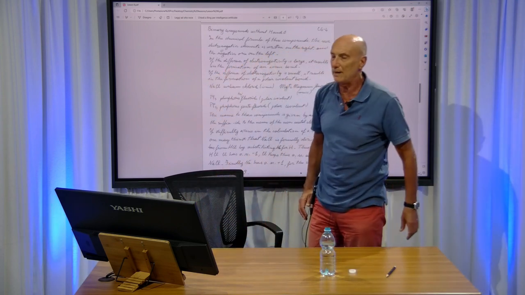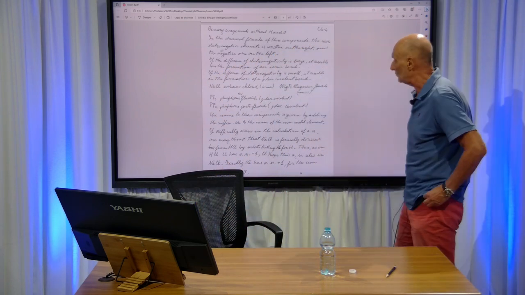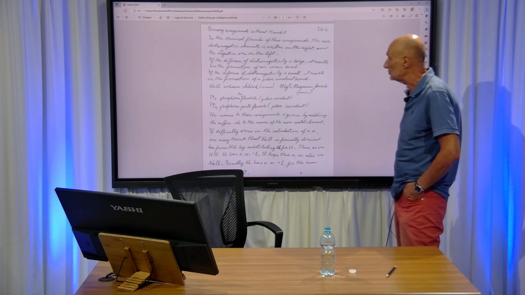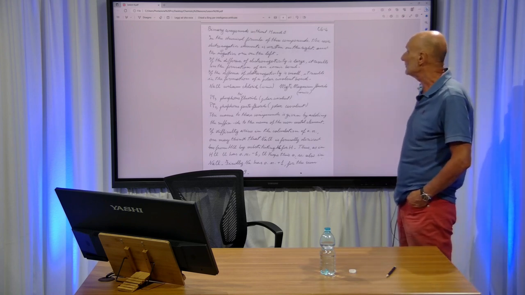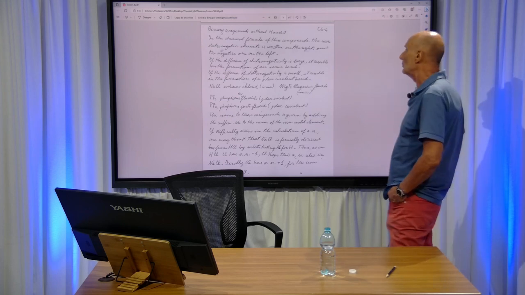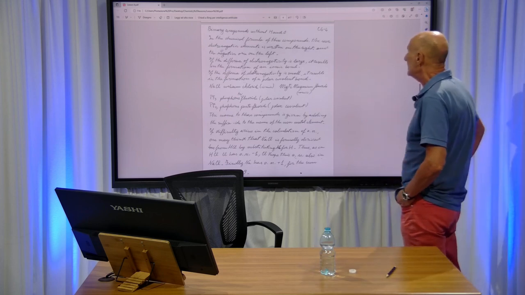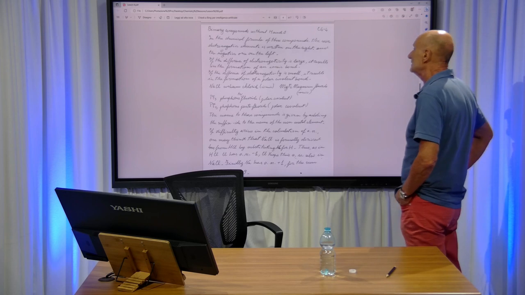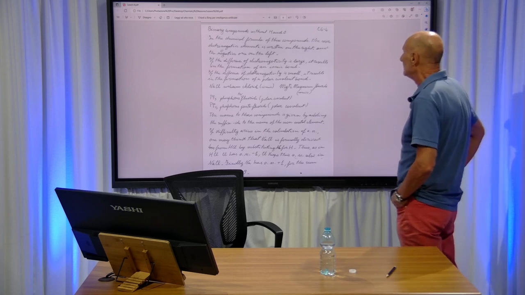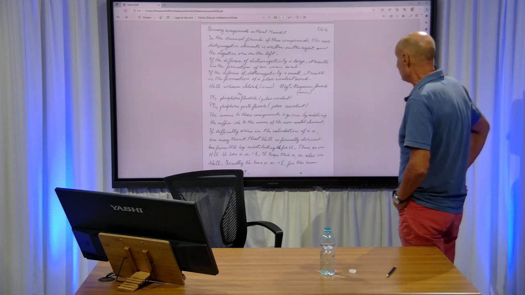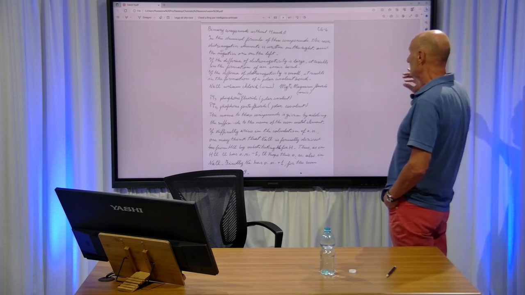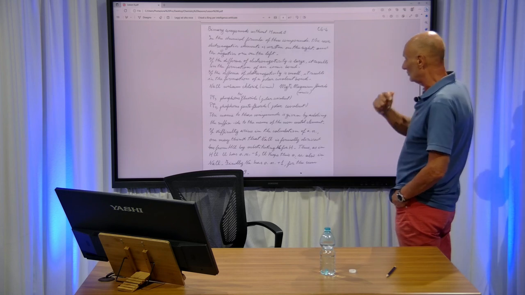Then you have the binary compound without hydrogen and without oxygen. These compounds are called salt. Also in this case, the more electronegative element is written on the right and the less electronegative element on the left.